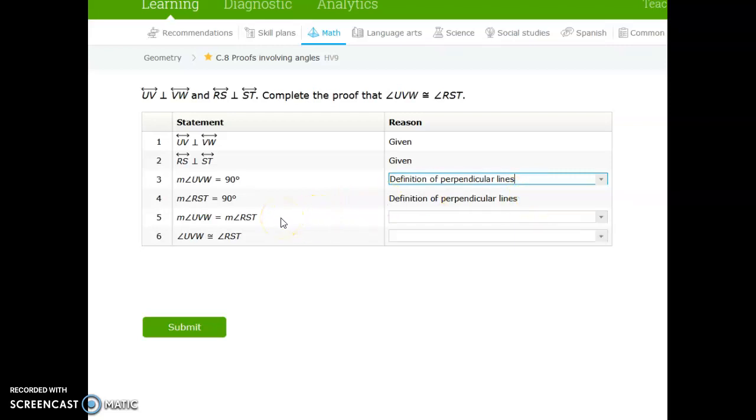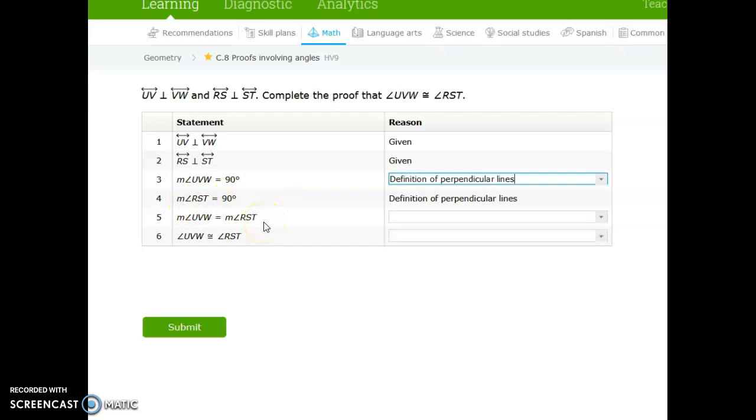The next one says the measure of UVW equals the measure of RST. Okay, so let's figure out how we got to this line. If we look at the lines above, we know that UVW equals 90 and RST equals 90. So both of these expressions are equal to the same value. Whenever we have expressions that are equal to the same value, we can set those two expressions equal to each other. So we can say that the measure of angle UVW is equal to the measure of angle RST. That's what they've done right here.